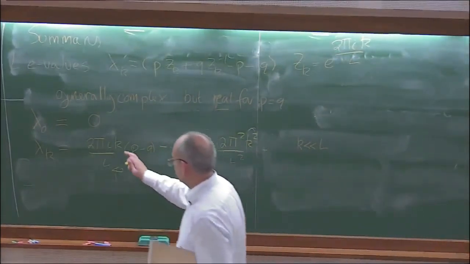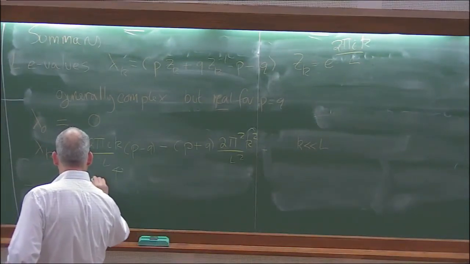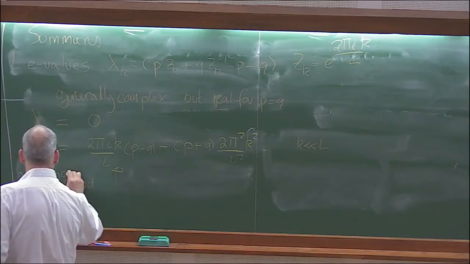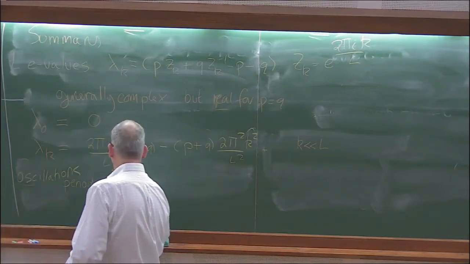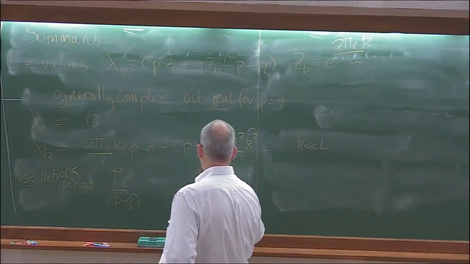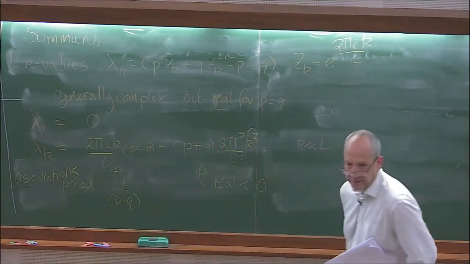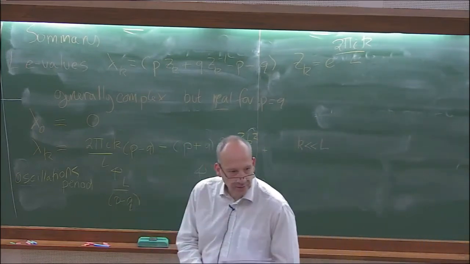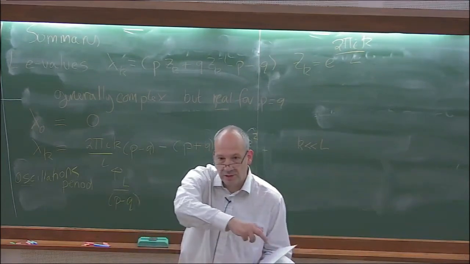oscillations have period, so this will lead to oscillations with period L over p minus q. And this part is real, and it's less than 0 for k greater than 0. So this will lead to a decay, and this gives oscillations. The period of oscillation is just simply the time it takes the particle to go round the ring.